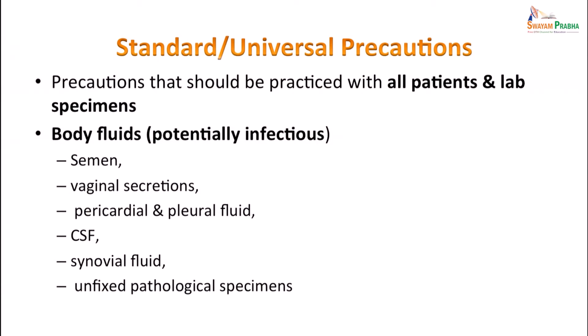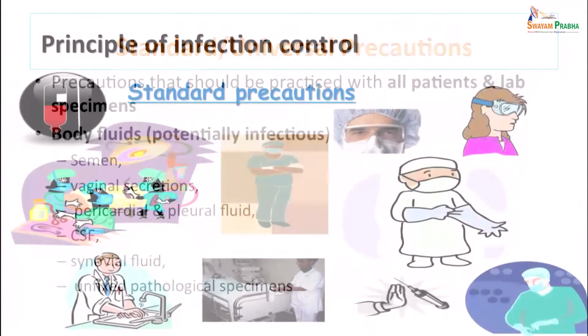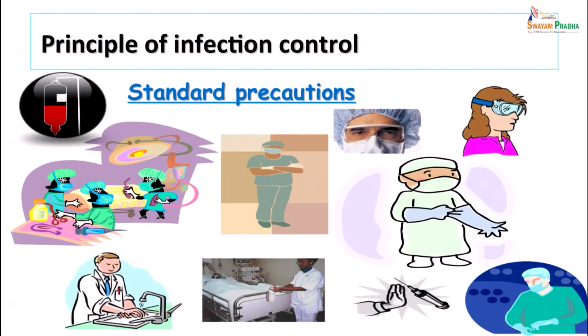Now, an important thing as far as waste management is concerned is standard or universal precautions, to be taken for all patients and for all specimens in the lab. The body fluids which can be potentially infectious could be semen, vaginal excretions, pericardial and pleural fluid, CSF, synovial fluid, and other unfixed pathological specimens. The standard precautions include protecting yourself with masks, gowns, goggles where splashes can occur, and protection from sharps.